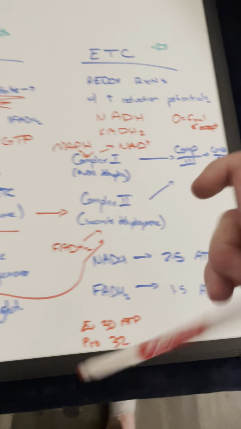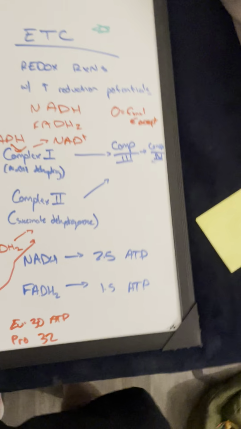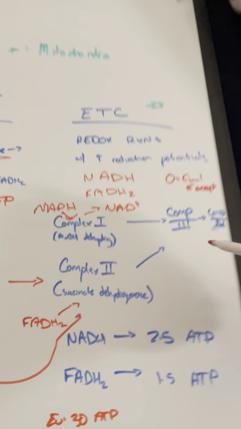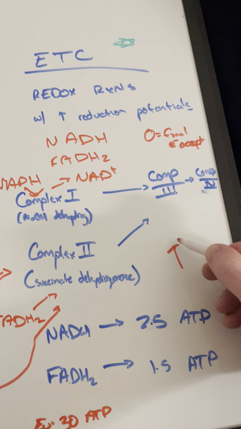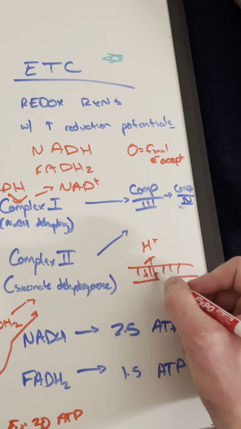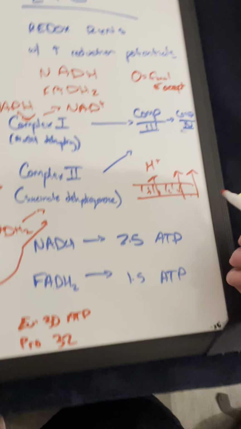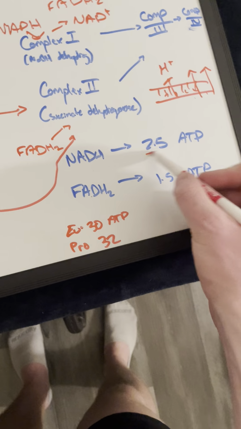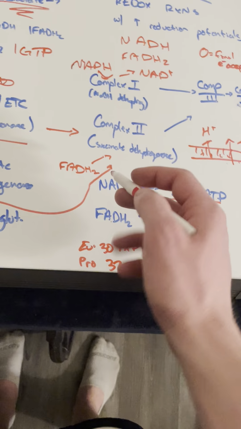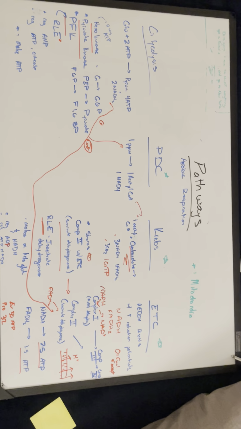But then complex 1 and 2 are going to transfer over to complex 3. Complex 3 goes to complex 4. These are all proton pumps, so they're just going to be sending H pluses across the membrane. And then ATP synthase is going to generate ATP from this proton gradient, and NADH is going to make 2.5 ATP per molecule, and then FADH2 is going to make 1.5 ATP per molecule. And then yeah, that's that.